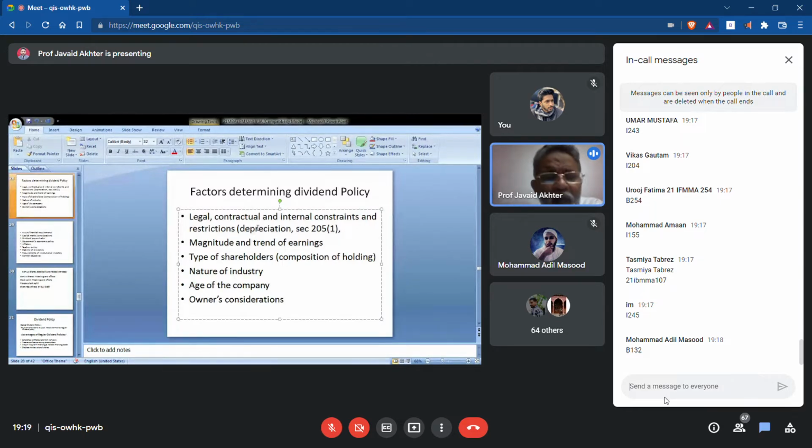Suppose the company does not provide for depreciation. After 5-6 years or whatever number of years, what will happen to its machinery, furniture and other fixed assets? They will be of no use. Where will money come from for financing these? The company will abruptly come to an end.